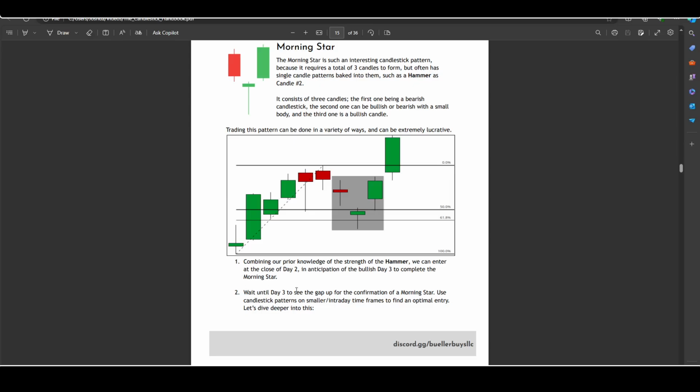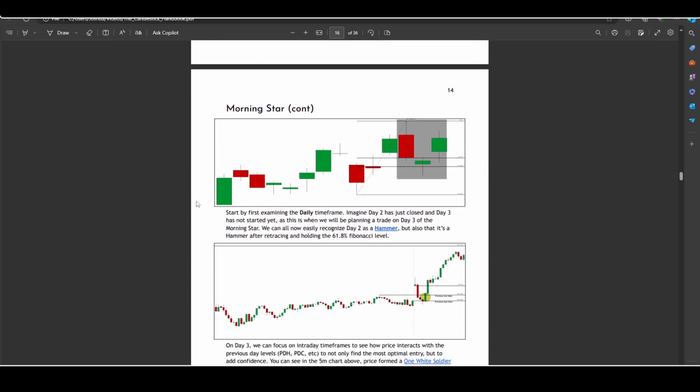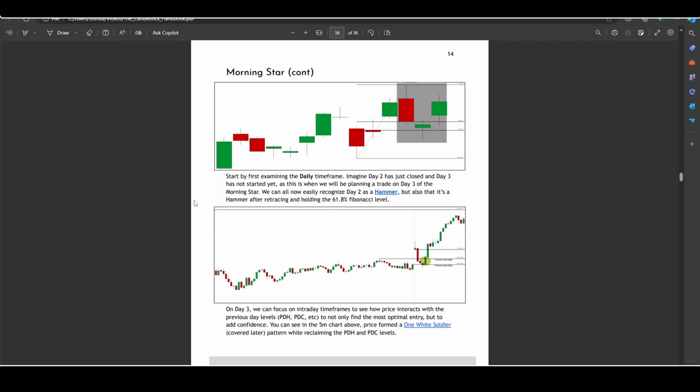Wait until day 3 to see the gap up for the confirmation of a morning star. Seeing that higher open is very good for you. Use candlestick patterns on the smaller and intraday time frames to find an optimal entry. Let's dive deeper into this. Okay. Morning star continuation. This is really cool. I like when he does this. So start by first examining the daily time frame.